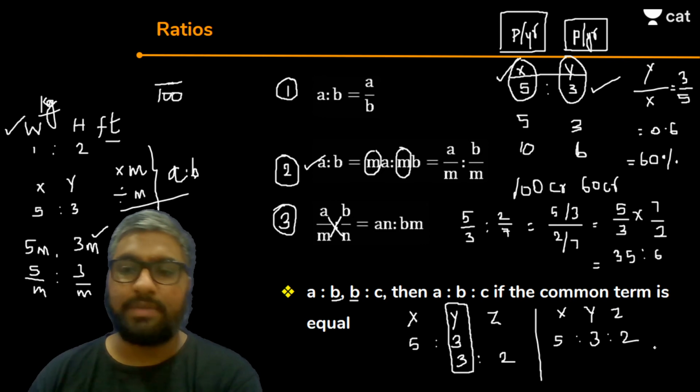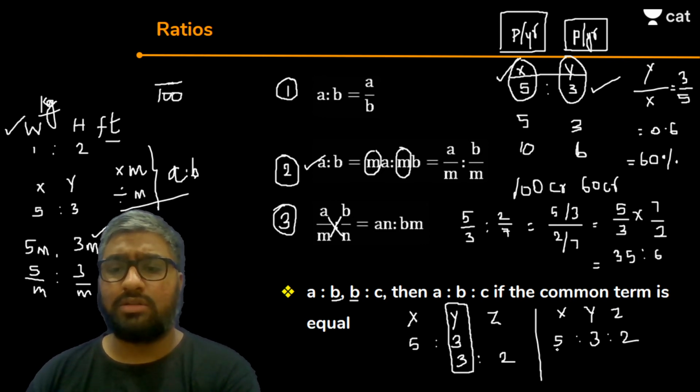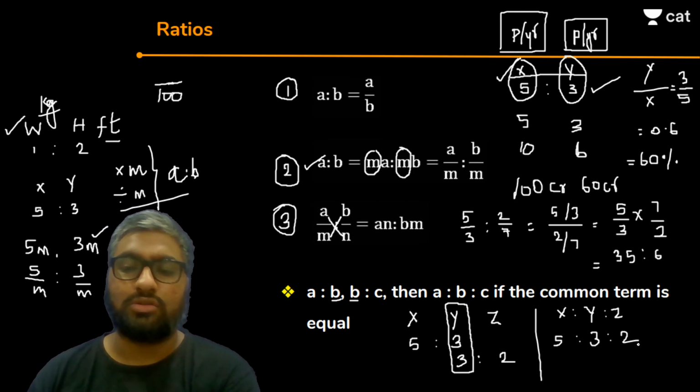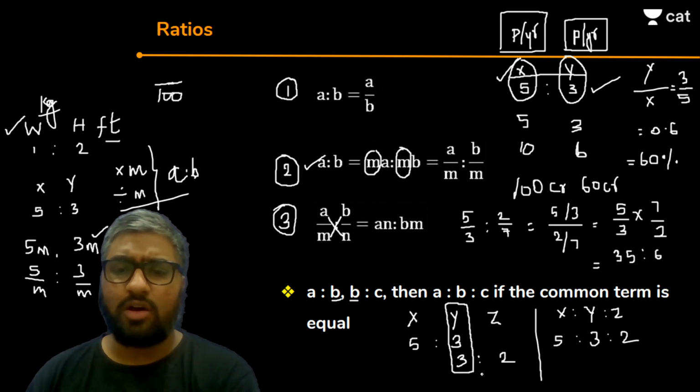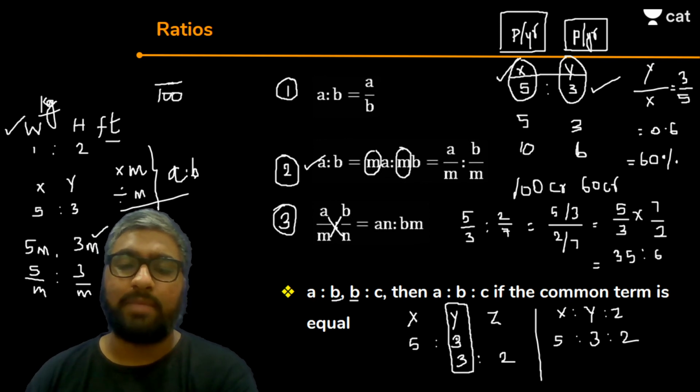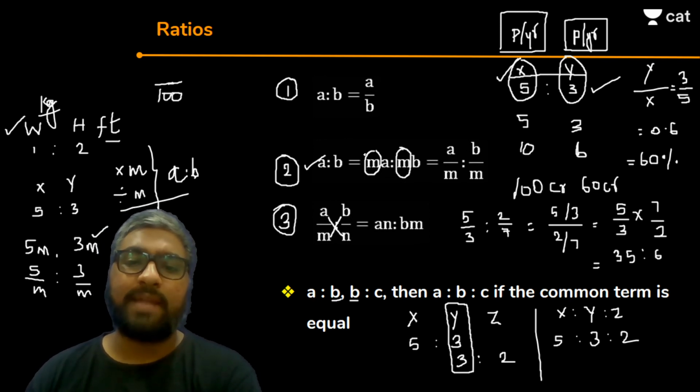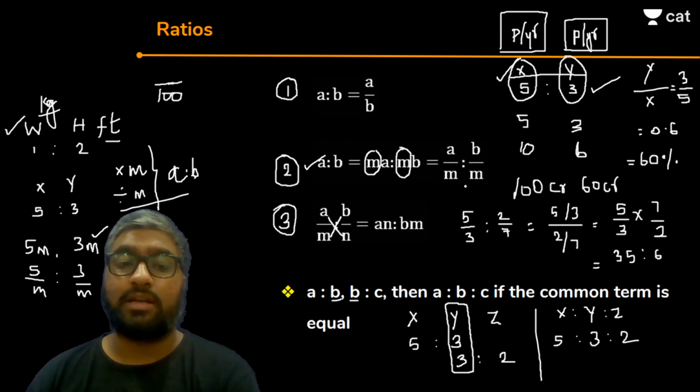Then what happens here? The ratios become combined. You can combine these three ratios. So x is to y is to z would basically be what? 5 is to 3 is to 2. But if the common term's ratio is not equal in both cases, then you cannot directly combine, but you can multiply something or divide something to make it common.